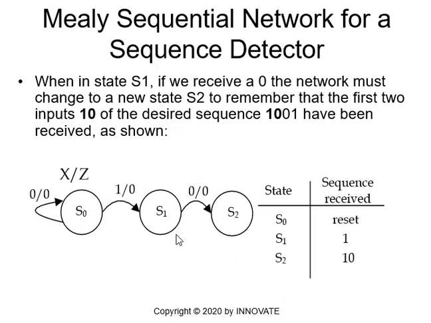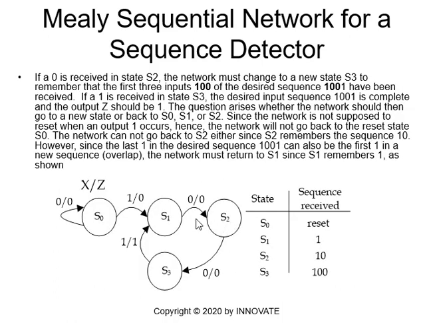Now, if I receive another 0 after the 1, I have to go to a new state S2 to remember 1, 0 because the 1, 0 is part of the sequence. Now, if I receive another 0, I have to go to S3, because S3 will remember 1, 0, 0. If I receive another 1, I will receive the complete sequence 1001 and the output here will be 1.